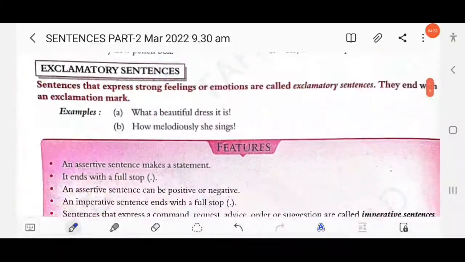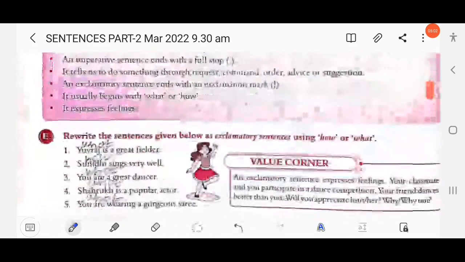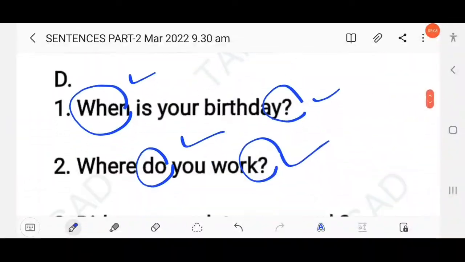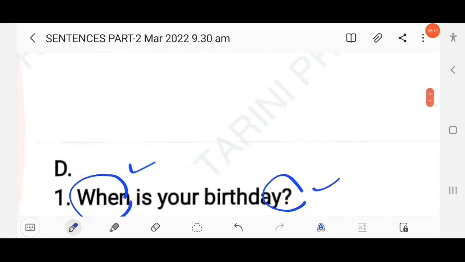Next, yes, I completed my work. Here simple past tense is used, completed. So you need to use did. Did you complete your work? Yes, I completed my work. Simple past, so you need to use did.